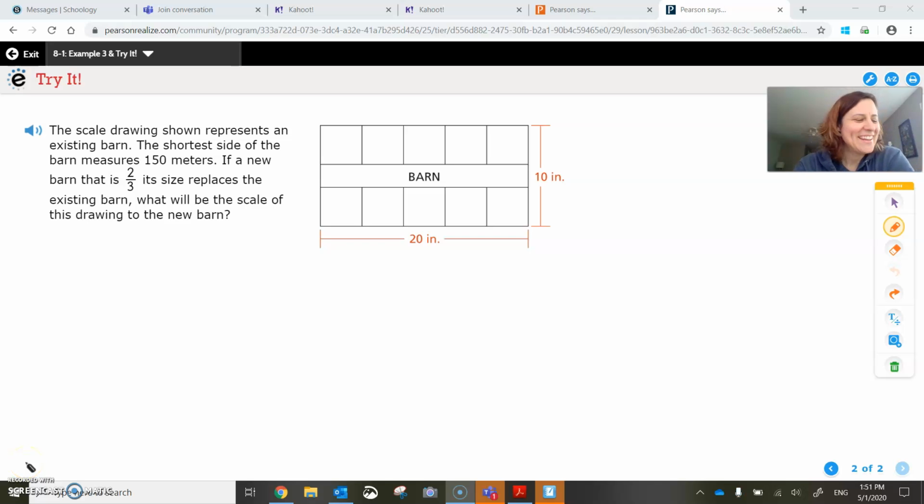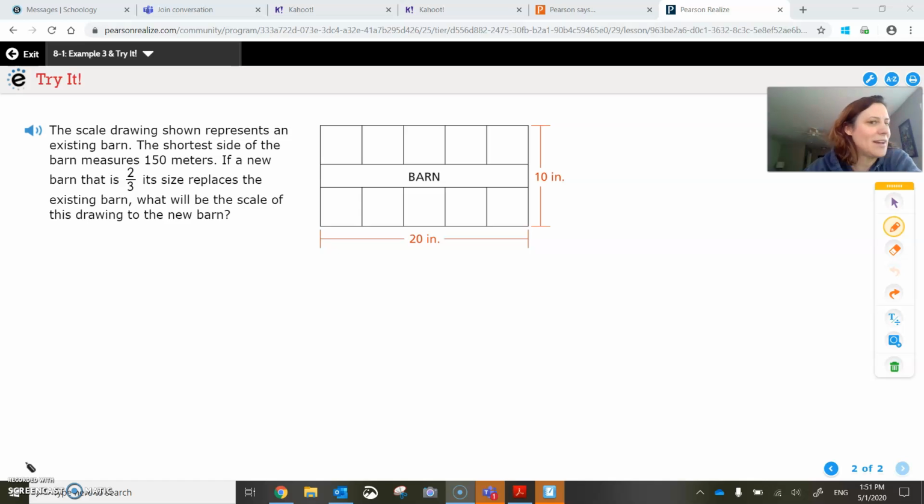Hey, Math 7. I had a request this morning from a student in first period asking me to go over the Try It from Example 3 in 8-1. So here it goes. This was a tricky one. This was a good one for you to ask me about because I struggled with it. I also changed my stylus to have the softer top, so hopefully you won't hear as much clicking, but we'll see.